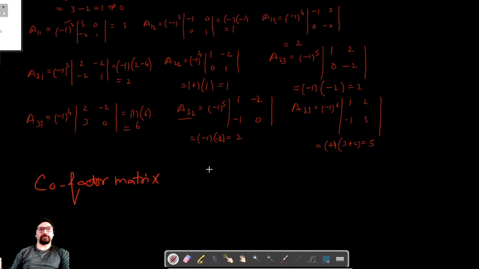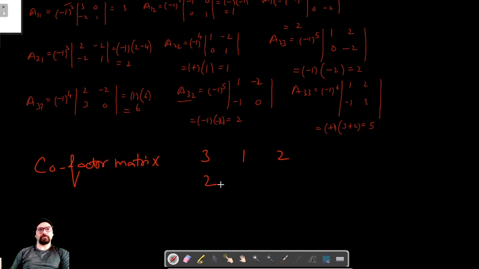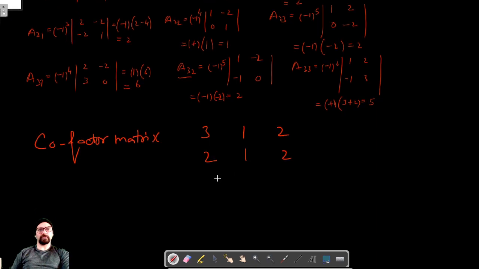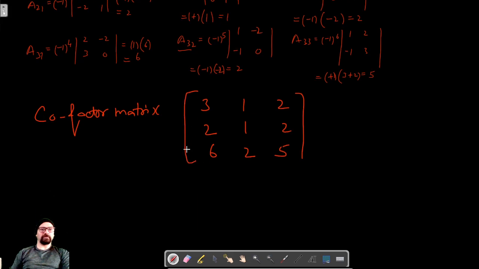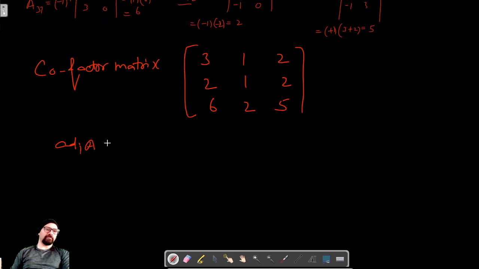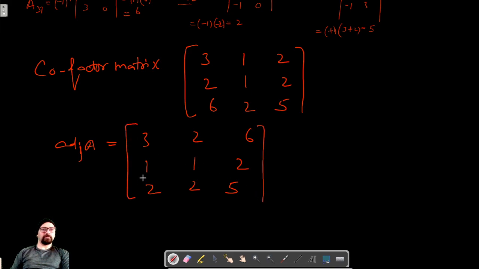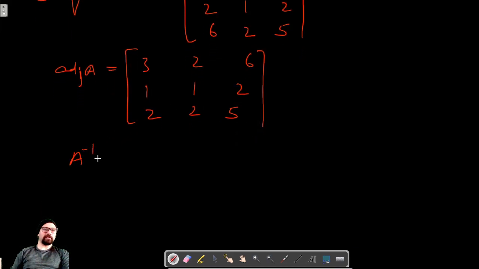So the cofactor matrix is 3 1 2, 2 1 2, 6 2 and 5. This is our cofactor matrix, and the adjoint of A is the transpose of the cofactor matrix. So this is now 3 2 6, 1 1 2, and 2 2 5. This is the adjoint of A, and we have to find A inverse, which is the adjoint of A divided by the determinant of A. The determinant of A is 1.